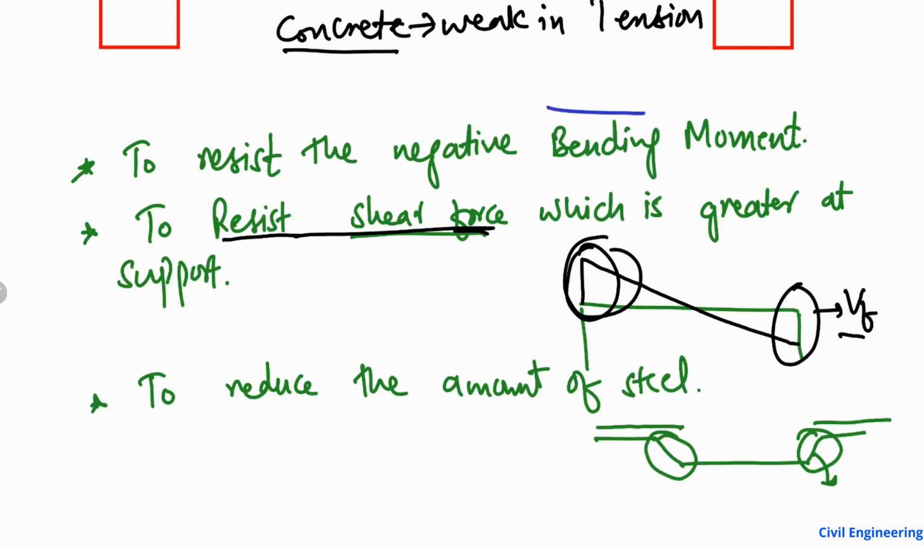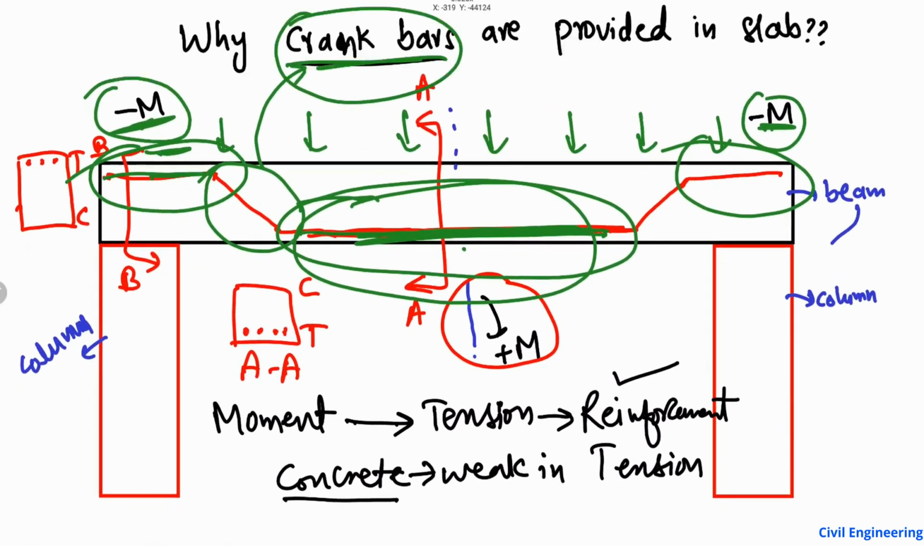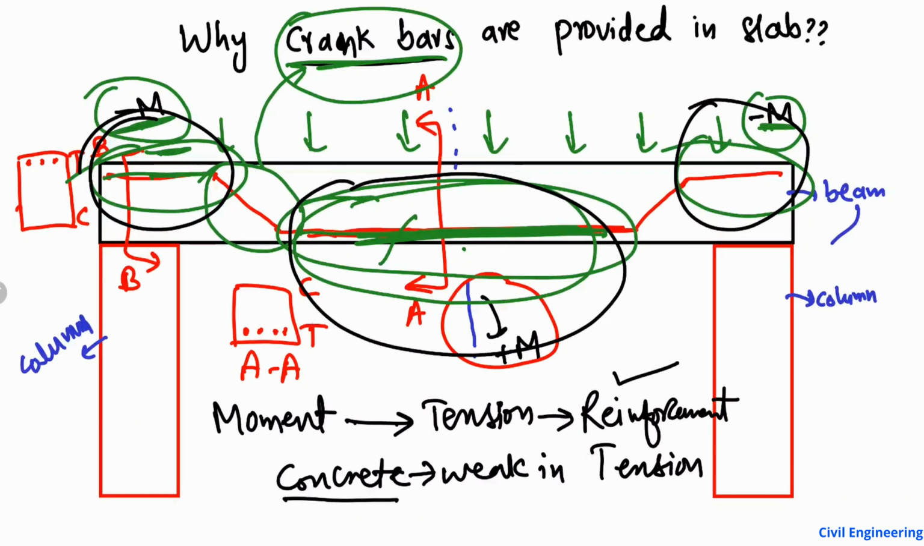So these are some of the reasons why we provide the crank bar. But the main reason was that it acts as a reinforcement bar in both regions, in positive bending moment and also in negative bending moment. This was the main reason which I explained here, that we bend the reinforcement bar so it acts as reinforcement in the mid region here, and also acts as a reinforcement bar at the support region. So this was the main reason.